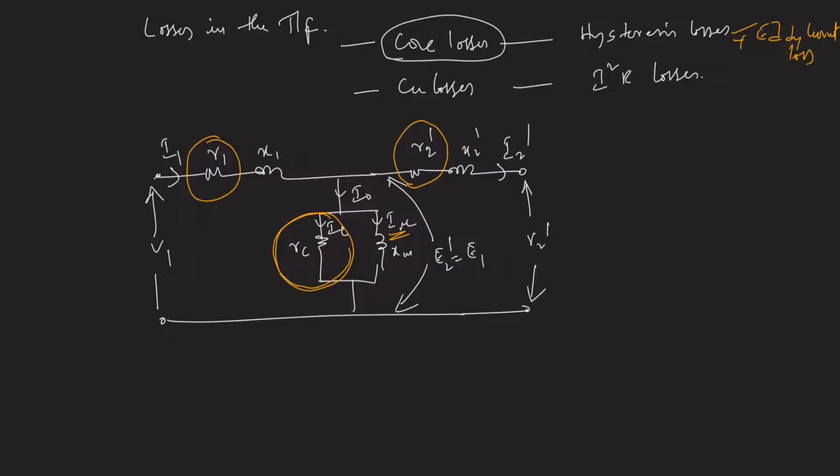So what I want to say is, hysteresis loss is proportional to B to the power of 1.6 for an iron core multiplied by F, and eddy current loss is proportional to B square F square.